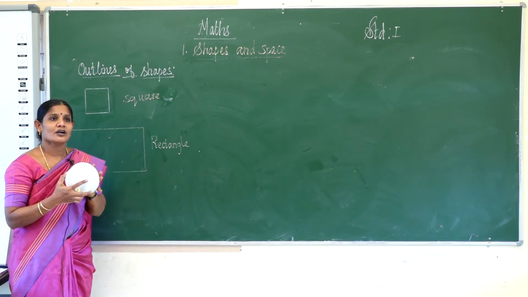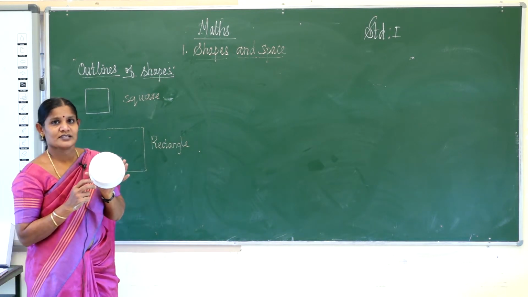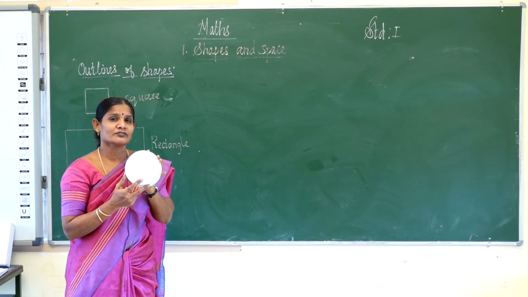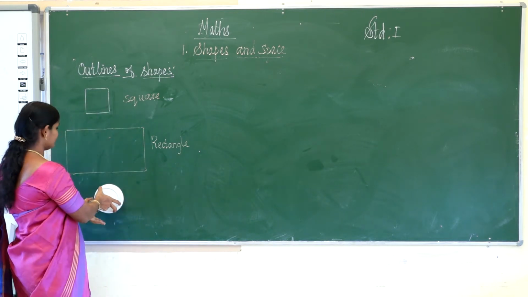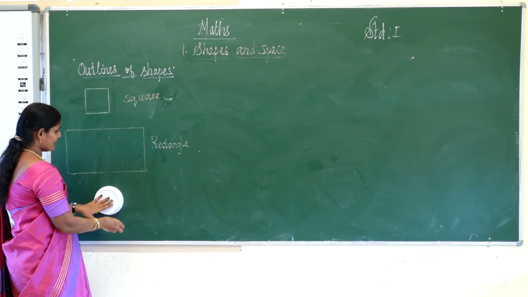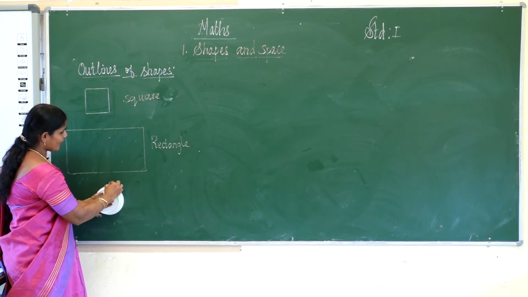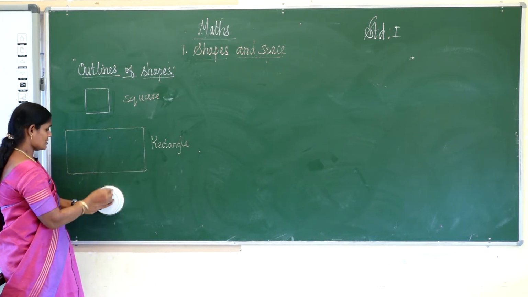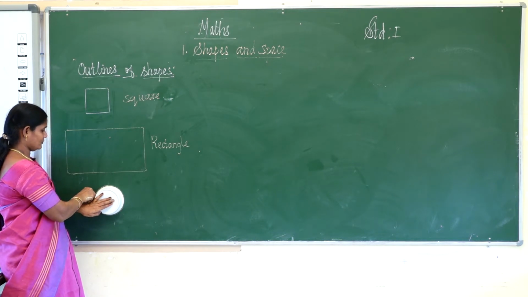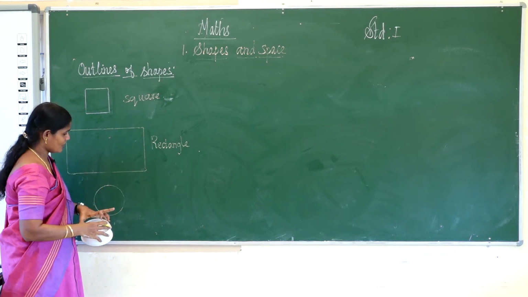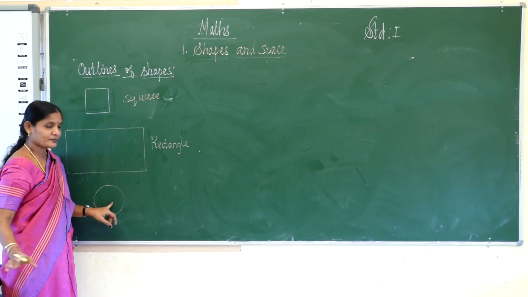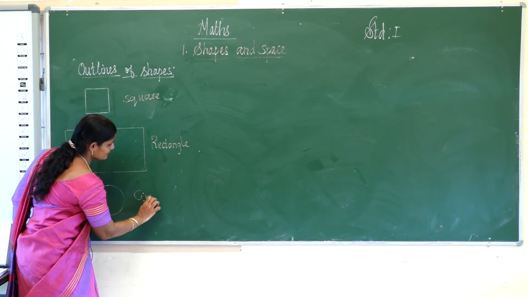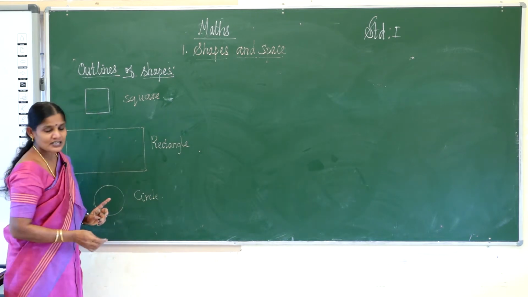Then see, take this box. What is this? This is the box. You draw the outline of the box. Okay. So like that, draw the outline of the box. Like that, you draw. Okay, what is the shape? This is a circle. Okay, this is the circle.